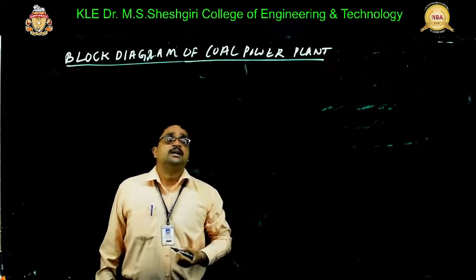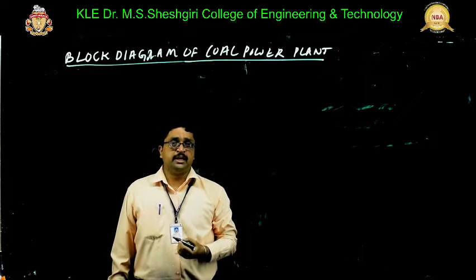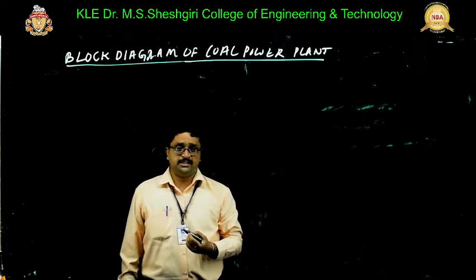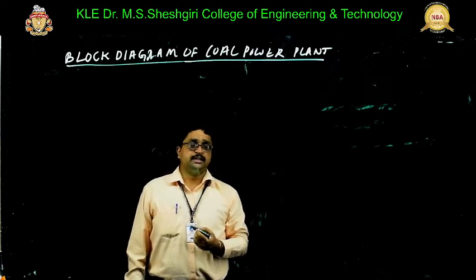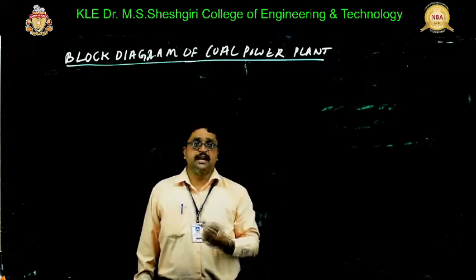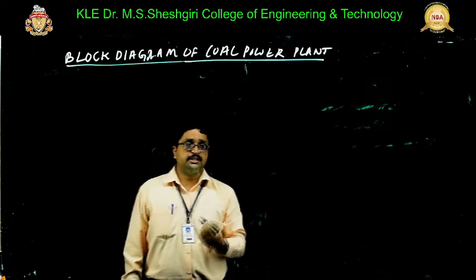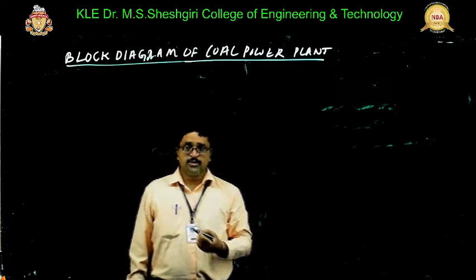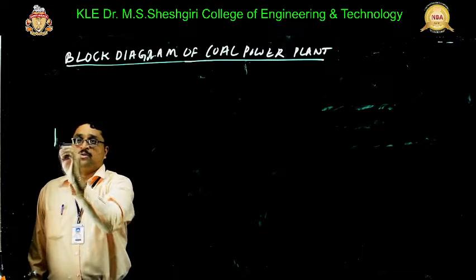Now basically, coal is one of the fuels used to generate electrical energy. It is one of the non-renewable energies. We have two types of energies, renewable and non-renewable. Coal falls into the category of non-renewable resources of energy, which cannot be used again and again. It is a limited fuel available in nature, and it is used to produce what? The electrical energy. So we'll start the block diagram with the coal storage.